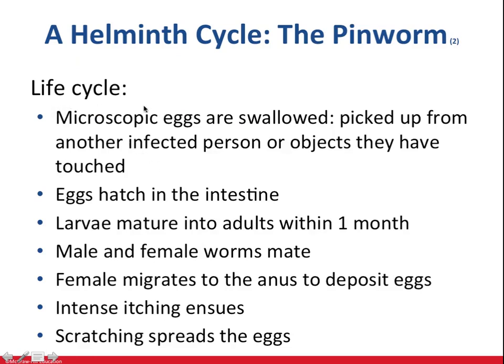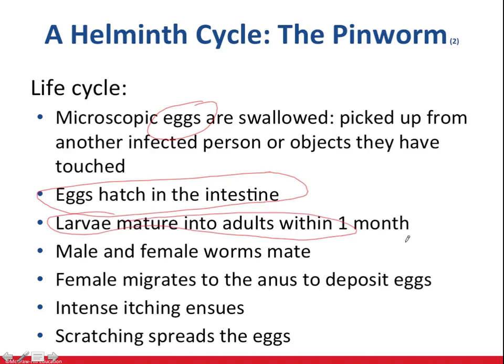The life cycle of this helminth is that they lay eggs, which are too small to see. If we eat food contaminated with these eggs, they get into our colon, the large intestine. The eggs hatch in the intestine, become larva, and become adult worms within 1 month. Then the male and female worms mate and produce eggs. The female has to migrate to the anus to deposit the eggs.